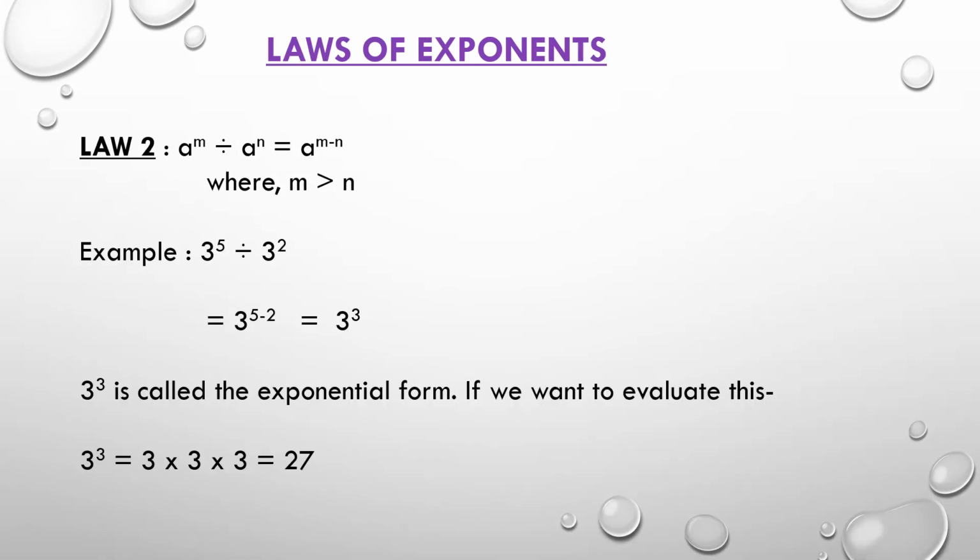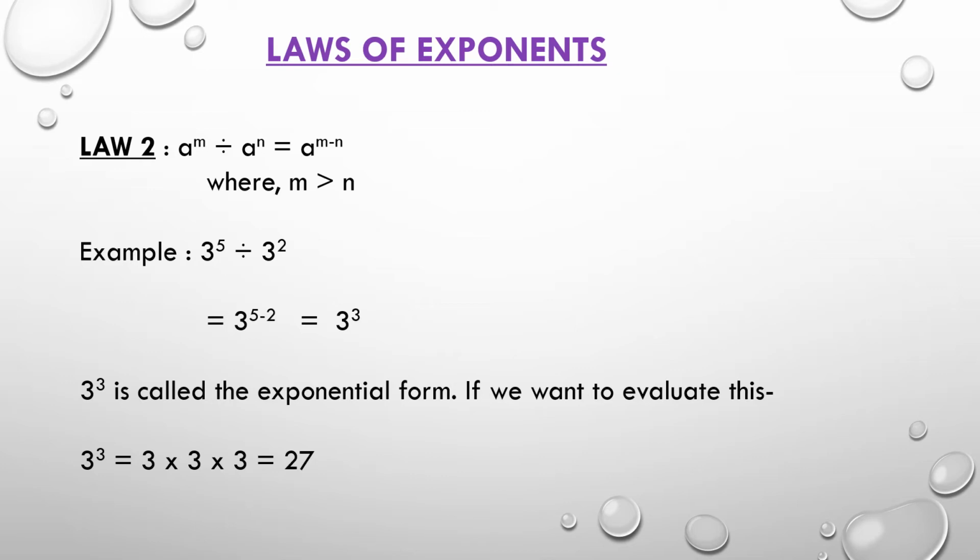Now law number 2. Law number 2 is a raised to the power m divided by a raised to the power n is equal to a raised to the power m minus n. As you can see, children, we have two numbers, a raised to the power m and a raised to the power n. Their bases are same but powers are different, m and n, and they have a division sign between them. So whenever we have a division sign between the two numbers having different powers but same bases, we can write them as a raised to the power m minus n, where m is greater than n.